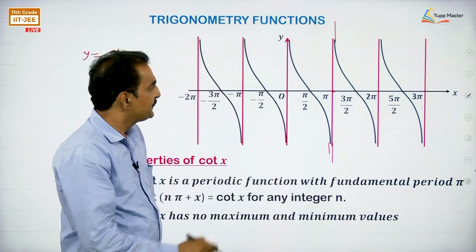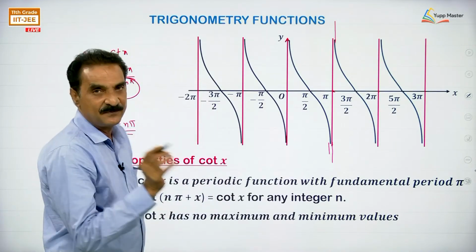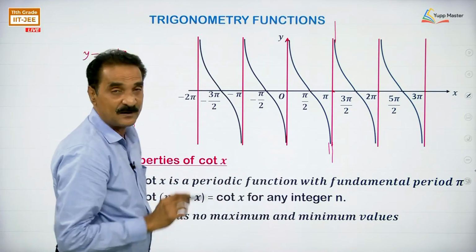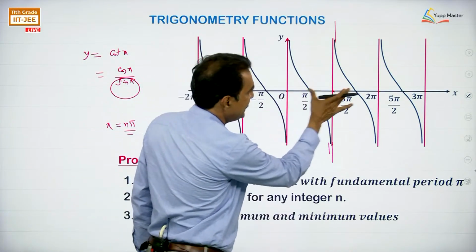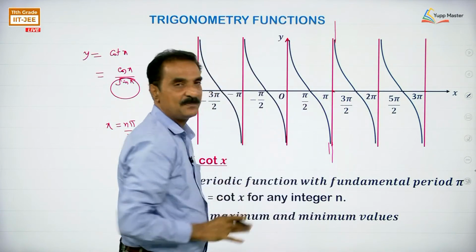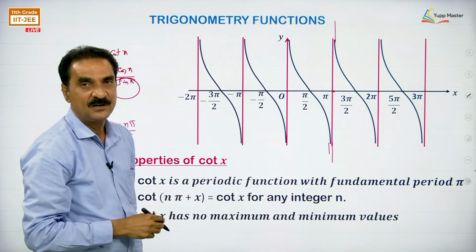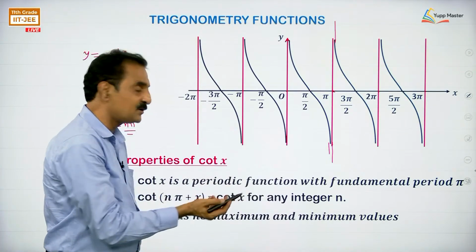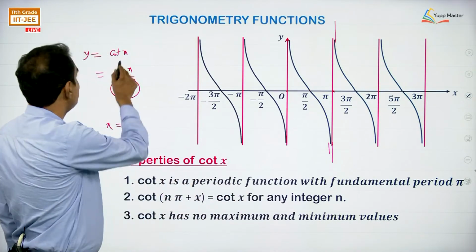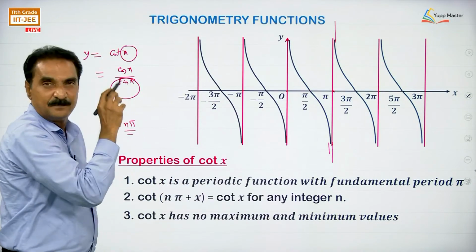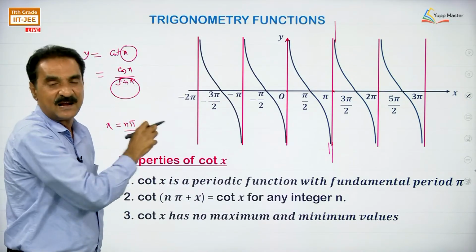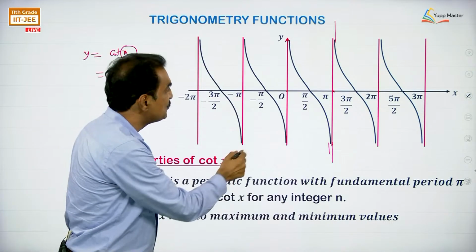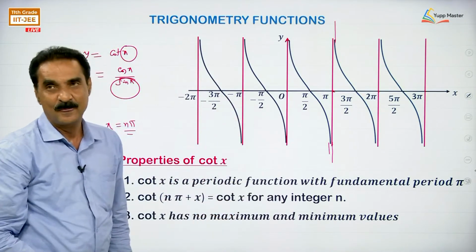Now, this is the graph of cot x. Quickly, let us finish the observations. It is a periodic function with fundamental period pi. See, the same graph is repeating, this interval is pi. So, it is periodic with period pi. Cot of (n pi plus x) is equal to cot x. In cot x, add any number of periods, that is pi, add n pi, the value remains the same. Cot x has no maximum value, no minimum value.